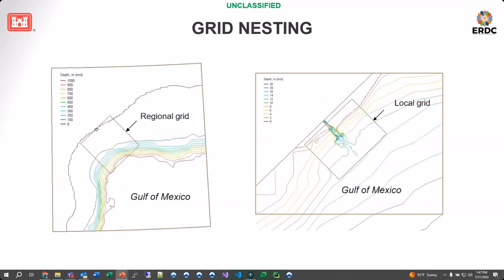Grid nesting: we have a parent and a child grid. So we had the larger grid here that we're forcing with a lot coarser resolution, and then we're able to specify a spectra or take points from that larger wave grid along this edge, and then force a smaller local grid with that spectra to get results in this much smaller domain.